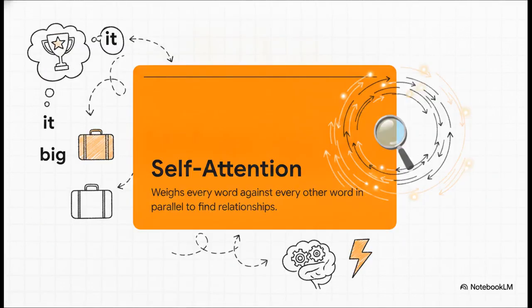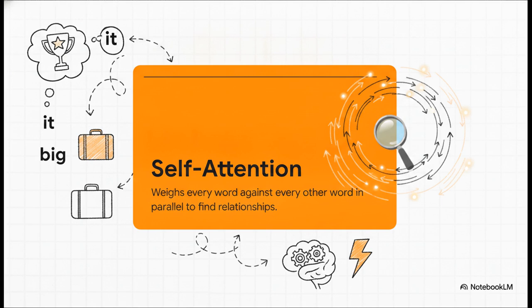So, the million-dollar question is, how does an AI solve this without having our human intuition? The answer is self-attention. Self-attention mathematically scores every single word against every other word all at the same time. It assigns them numeric weights, so by comparing the word "it" to trophy, to suitcase, and to big, the math heavily favors trophy based on that surrounding context.